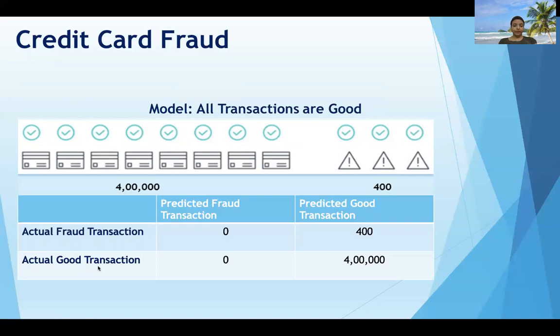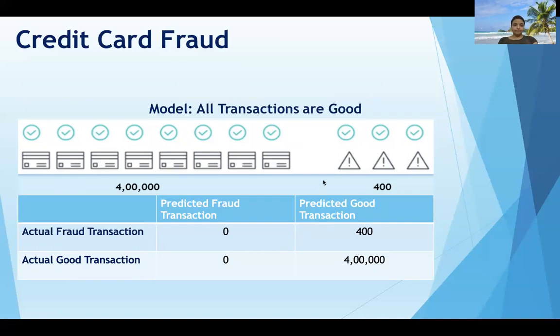Now, out of the actual good transactions, how many have we predicted as fraud transactions? We have predicted all as good transactions, so it will be zero here. And then out of the actual good transactions, how many have we predicted as good? Obviously all of them, so this is 4 lakh.